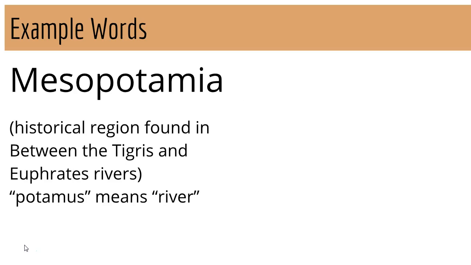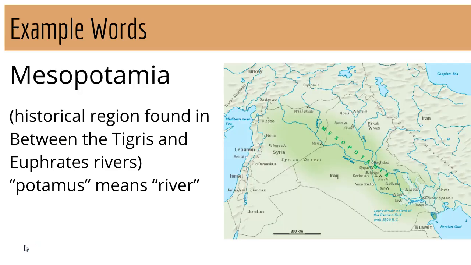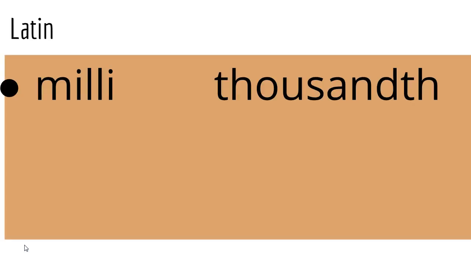Mesopotamia is a historical region that's found between the Tigris and Euphrates rivers. Potamus means river, so between or middle of rivers. This is a place that's now in what we call Asia, where a lot of early civilizations developed and gave us a lot of the things that we still use to this day. You can see where this region was in ancient times. And if you look closely at the map, you can see the Tigris and Euphrates rivers.